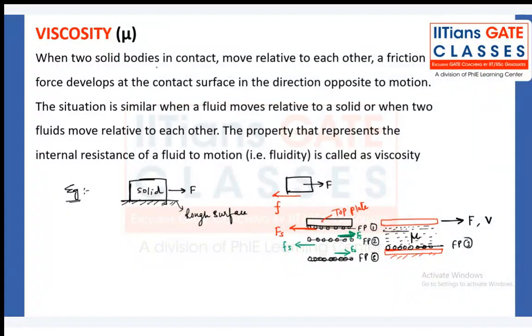When two solid surfaces or two solid bodies come in contact and start moving relative to each other, a friction force is developed at the contact surface in the direction opposite to the motion. The situation is similar when a fluid moves relative to a solid, or when two fluids move relative to each other. The property that represents the internal resistance to fluid motion is called viscosity. So viscosity comes into the picture whenever a fluid is in contact with a solid surface, or two fluids are in contact with each other. Make a note of it.